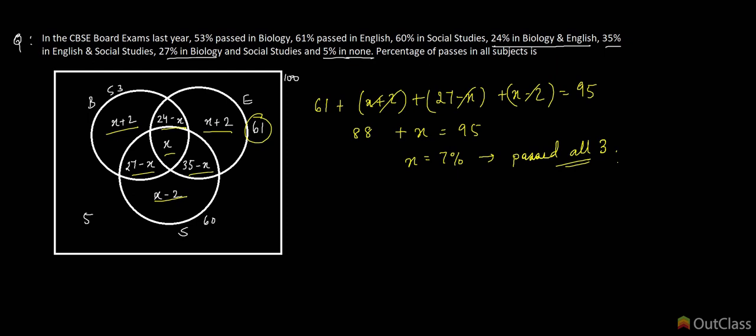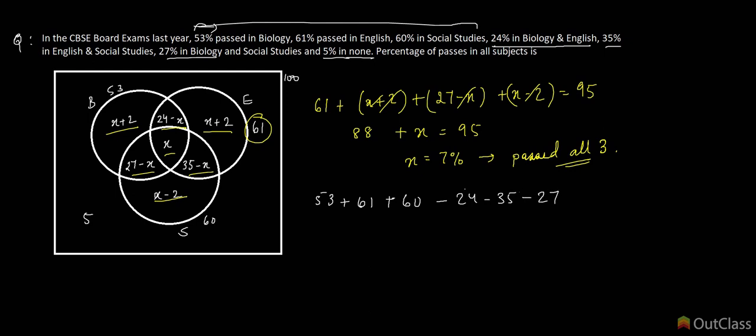Now, there is an easier way to solve this question. What if I told you can just, without using a diagram at all, just take these numbers and say 53 plus 61 plus 60, these numbers, minus 24 minus 35 minus 27, the next three numbers, plus the unknown intersection is equal to the union 95. You can directly solve this and get x is equal to 7. You don't even need to draw a diagram to get the answer to this.